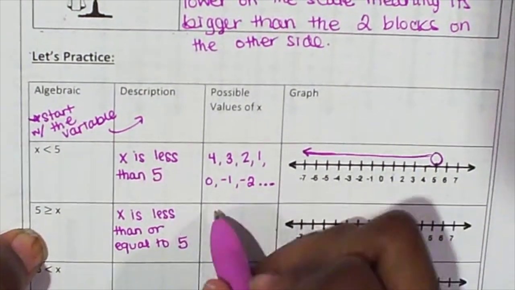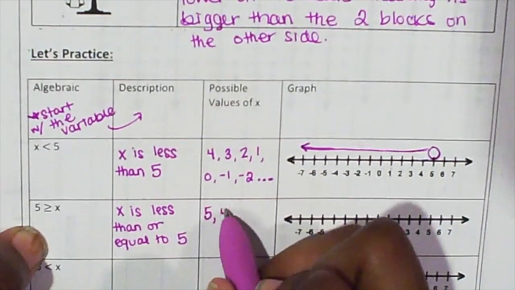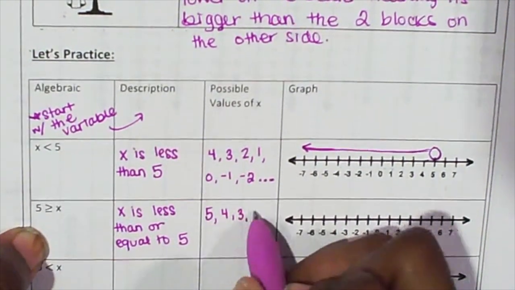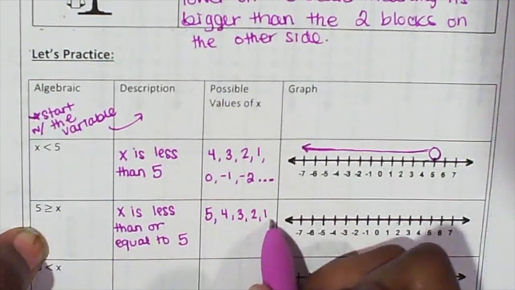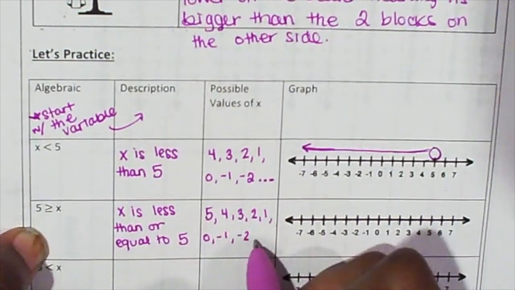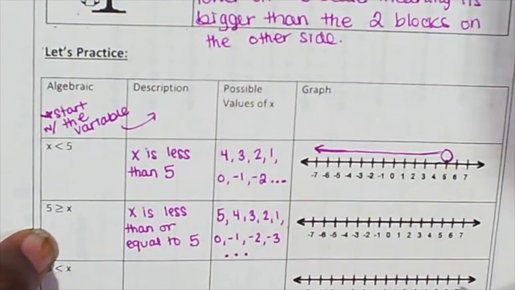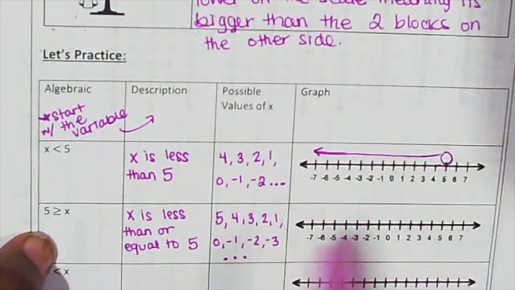So if I were to write out my possible values, I can start with 5 and then list all the numbers that are smaller than 5. So 5, 4, 3, 2, 1, 0, -1, -2, -3, etc. Again, that's why I'm placing the 3 dots to indicate that it's going towards negative infinity.